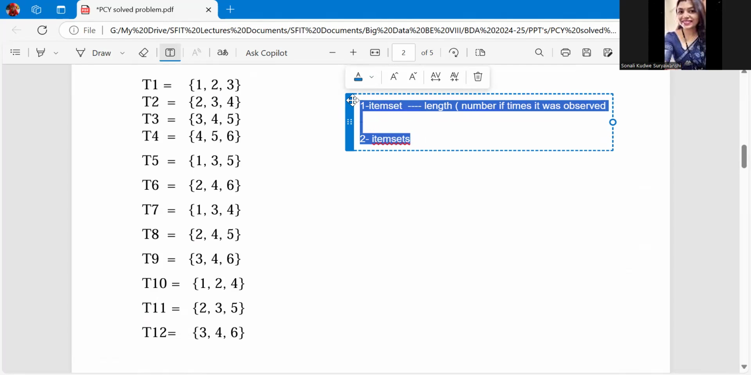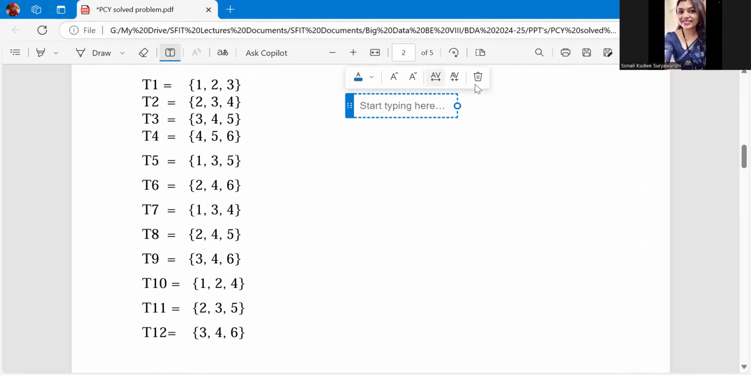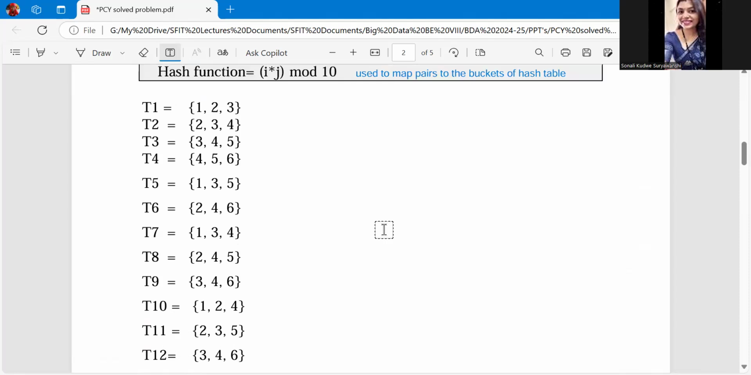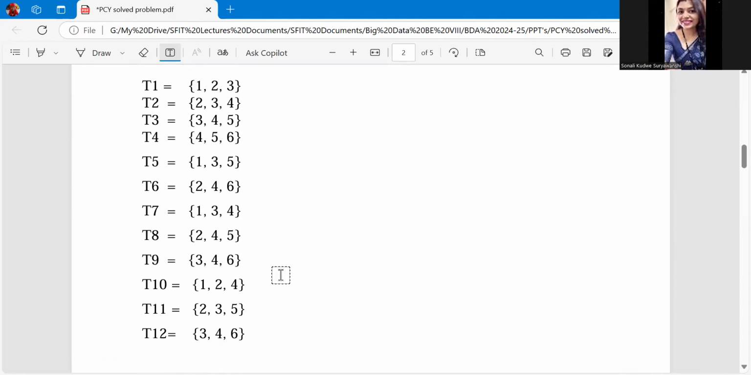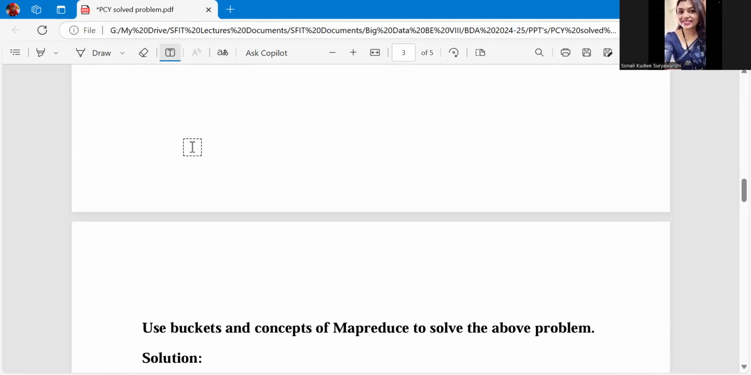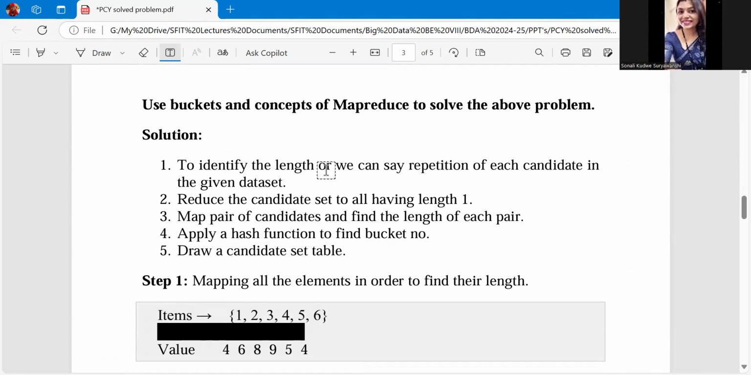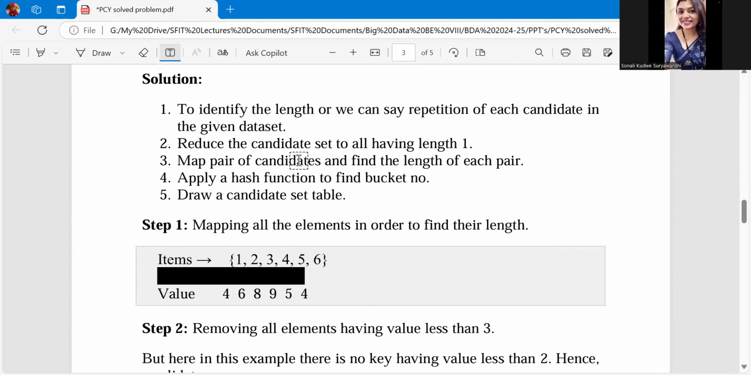But before that, let's try with the first step. While we perform this operation, we're also going to find the candidate sets which are frequent with respect to the hash function given. The very first step is a simple one: we first generate the one item set. One item set means I identify the length of the candidates in the given data set, start with length 1, and then increment it. Later on, I will also get the pairs.